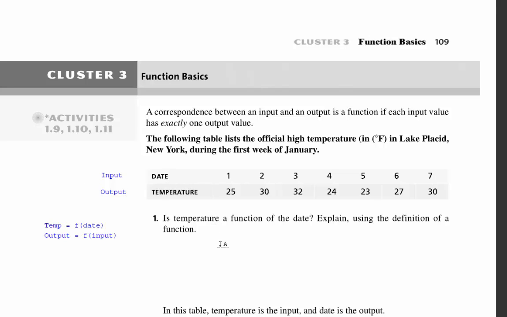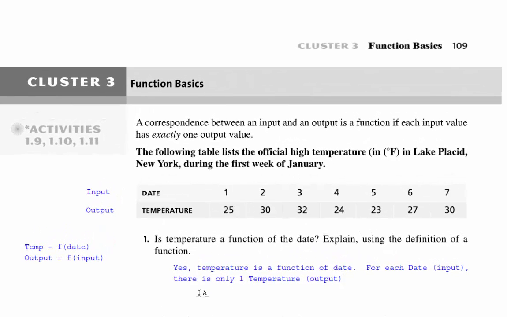So remember, the definition of a function says each input has one output. So the input of 1 only has one output, 25. The input of 2 only has one output, 30, right? So for the input date, there's not multiple temperatures for each date. For each input, or for each date, there's only one output, or one temperature. So I can say this is a function. Right? Temperature is indeed a function of the date. So I'll fill in my answer below. Next question.